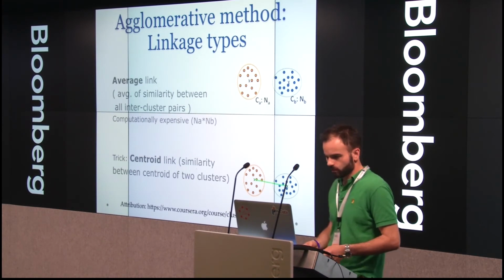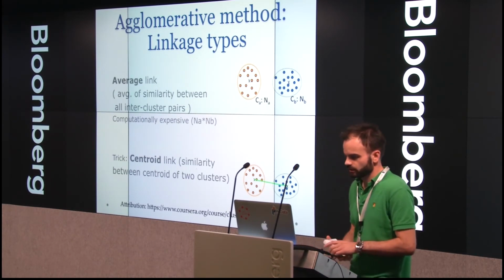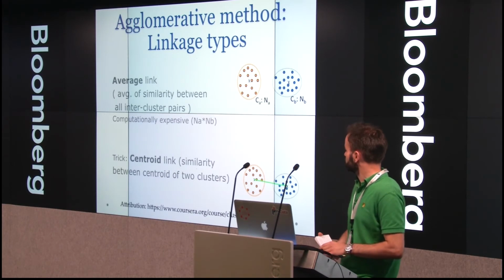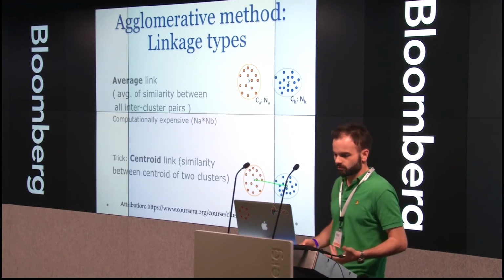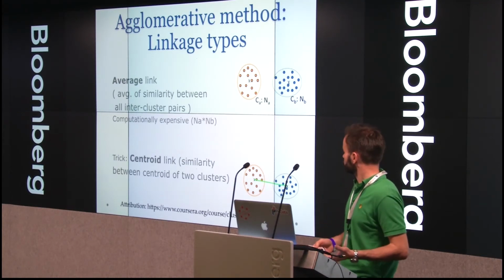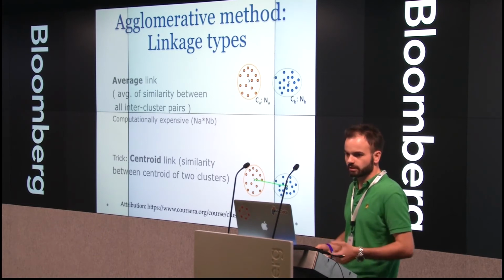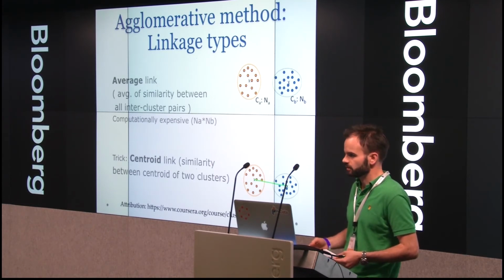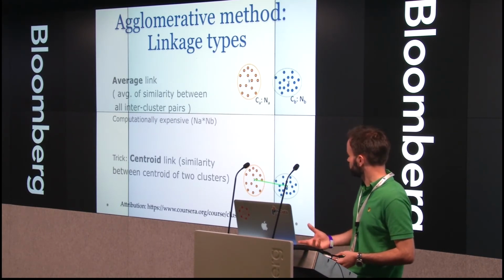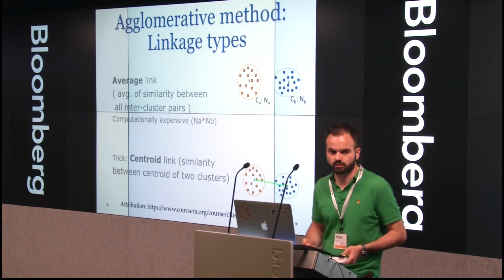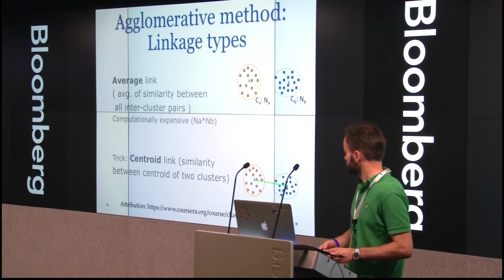So there are other ways. So average link looks at similarity between all pairs of items in the two clusters. But as you imagine, if it's the number of items in the first cluster times the number in the second, computation is very expensive. There's a way around this though, and that's to take the centroid. So you're just looking at the similarity between the center of those two clusters.